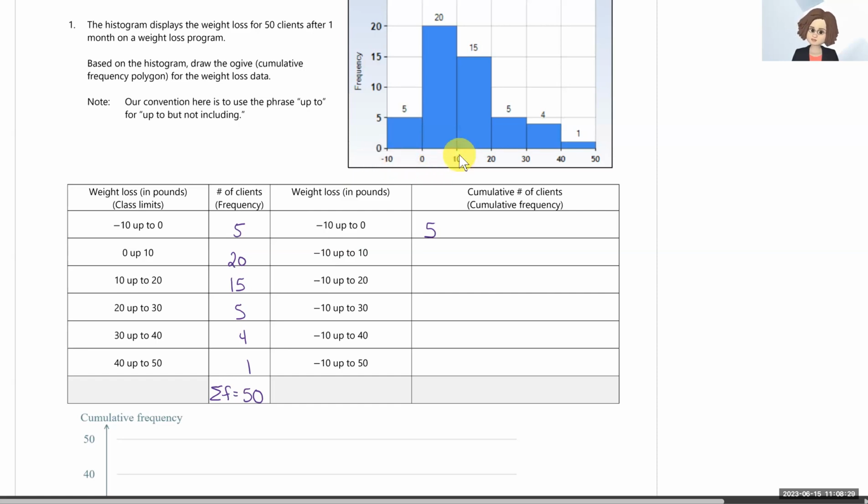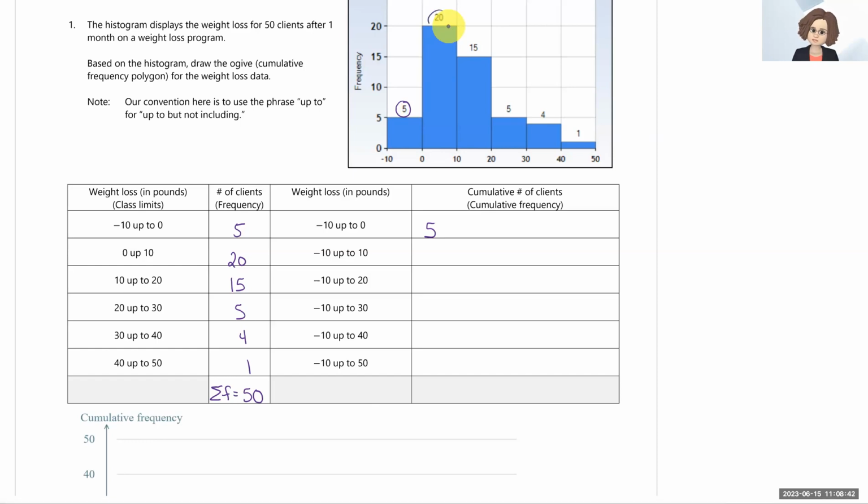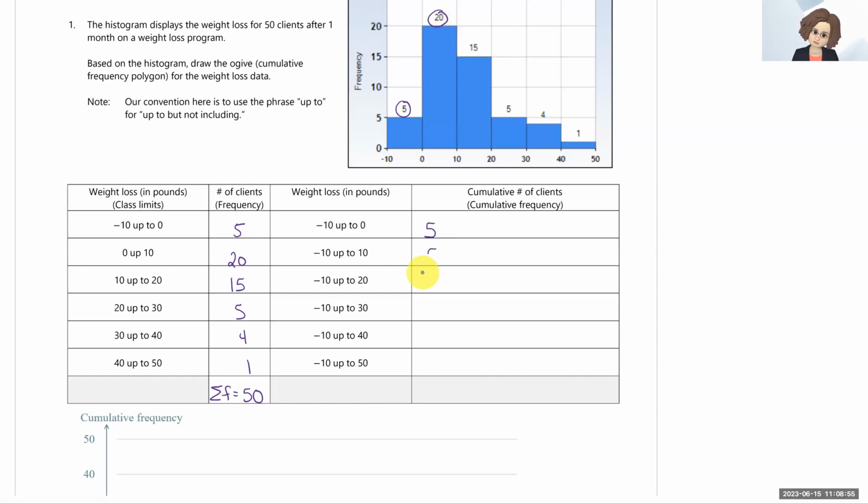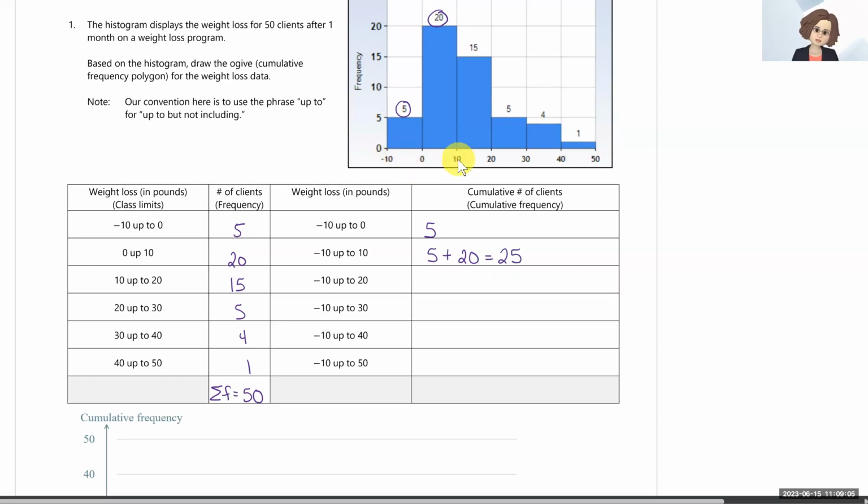So now we have 5 people there. And if we start at the beginning and go all the way up to a 10-pound weight loss, that would include those 5 people plus another 20. So cumulative frequency means we keep the original previous frequencies and then we add in the next group, the next frequency. I've already got 5 people, so I'm just going to rewrite the 5. And then I'm adding in those next 20 people. So a total of 25 people lost anywhere from negative 10 up to 10 pounds.